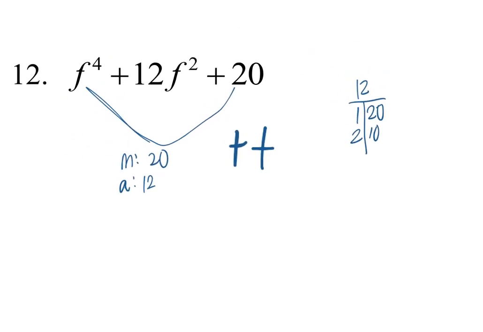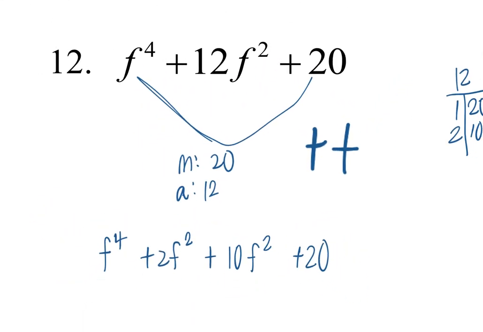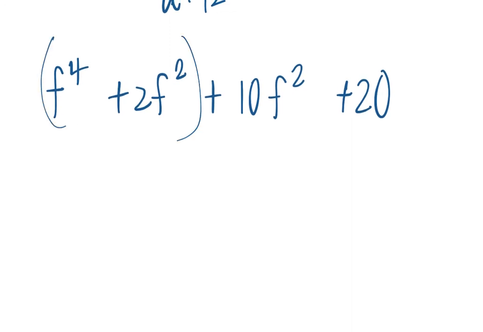So instead of writing, I'm going to leave f to the fourth the same and plus 20 the same. And instead of writing plus 12f squared, it's plus 2f squared plus 10f squared, because 2 plus 10 is 12. So this is essentially the same thing. It's just a 4-term polynomial instead of a trinomial. And once we write it as a 4-term polynomial, we can factor by grouping.